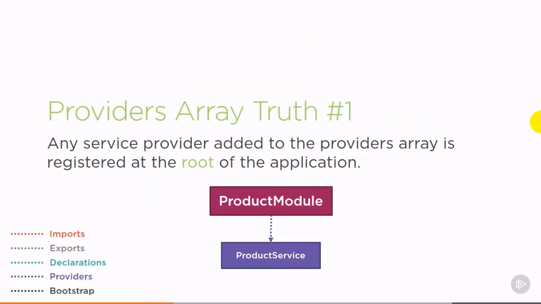Say, for example, we have a feature module called Product Module. We add the product service to the providers array of this module. At first glance, we may think we have encapsulated the product service into the product module, but that is not the case. Any service provider added to the providers array is registered at the root of the application and is available to any class, even classes and other feature modules.